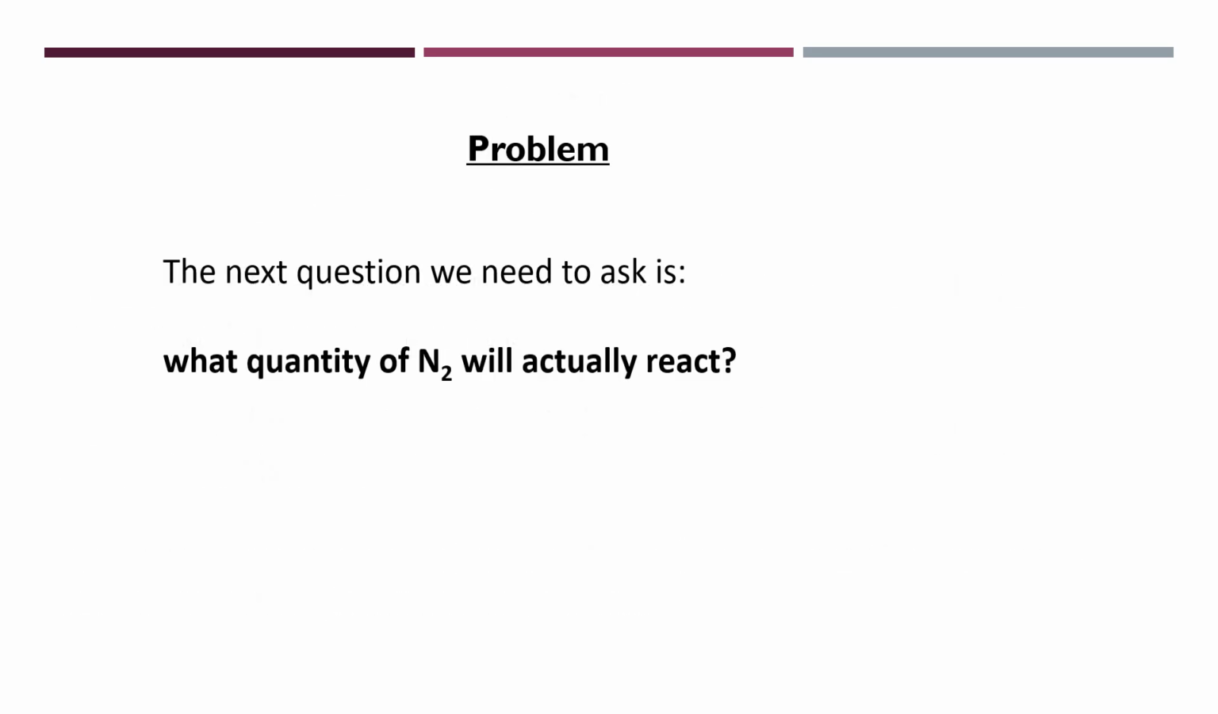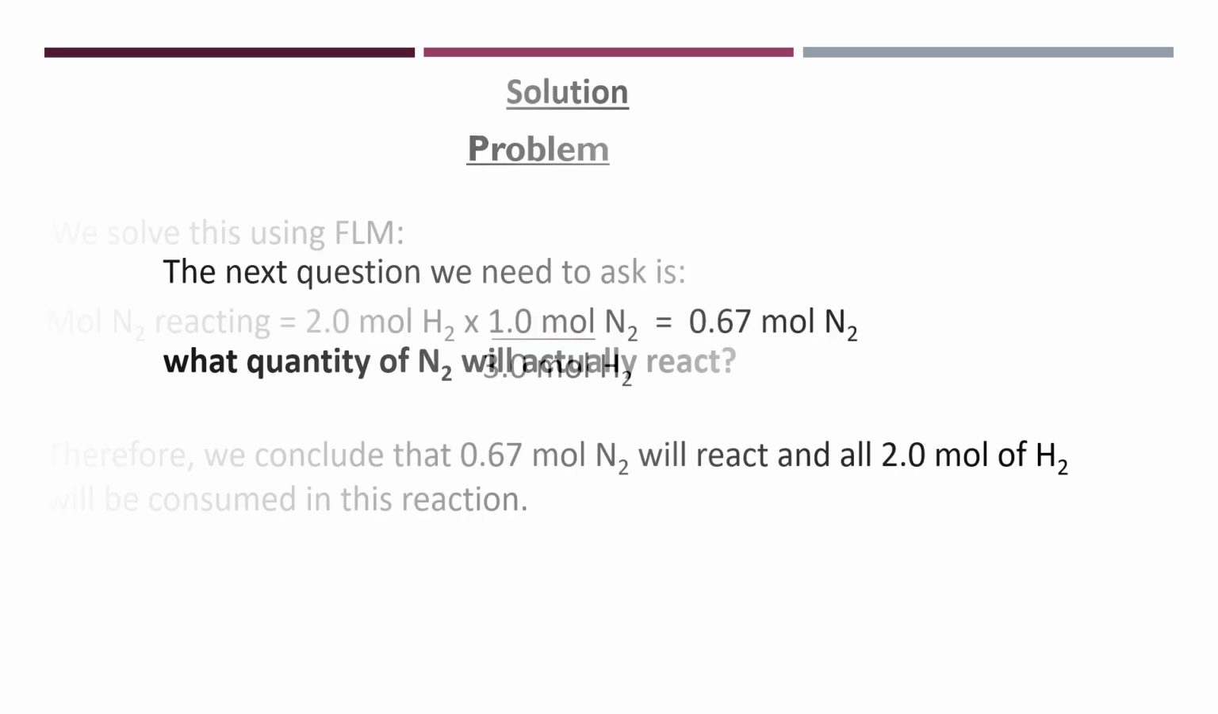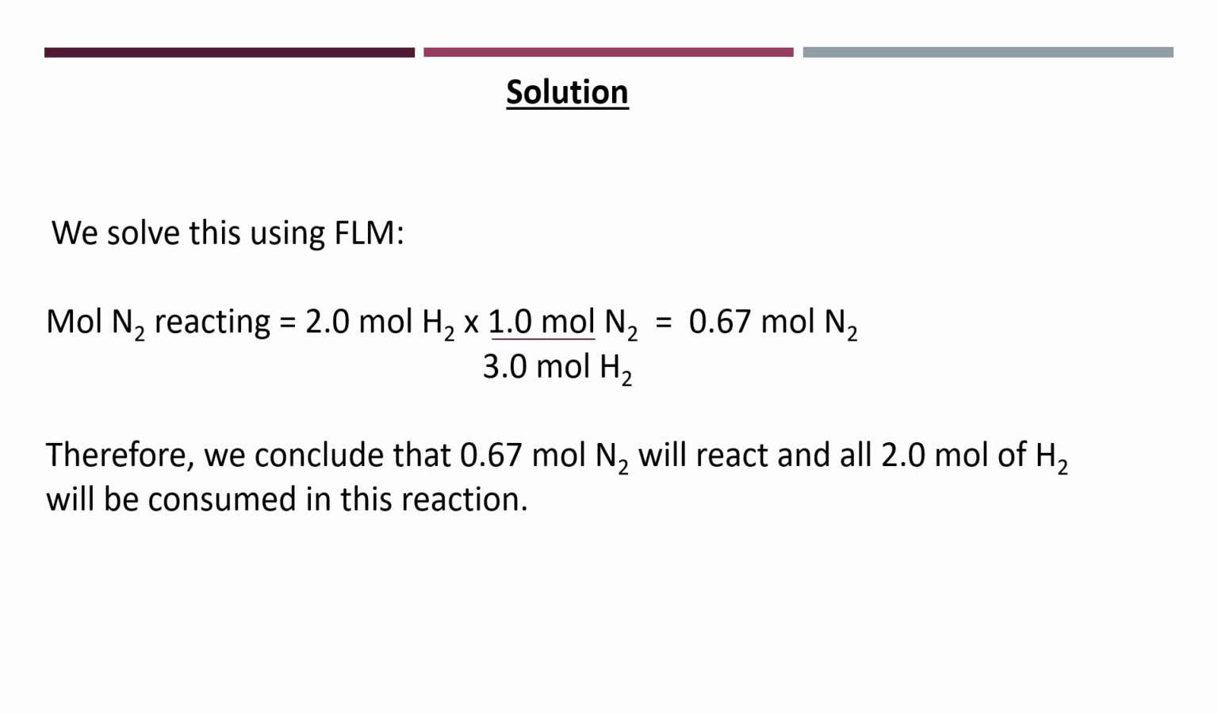The next question we need to ask is, what quantity of nitrogen will actually react? Solve this problem using FLM. Mole nitrogen reacting is equal to 2.0 mole H2 multiplied by 1.0 mole N2 divided by 3.0 mole H2, which is equal to 0.67 mole nitrogen. Therefore, we conclude that 0.67 mole nitrogen will react and all 2.0 mole of hydrogen will be consumed in this reaction.